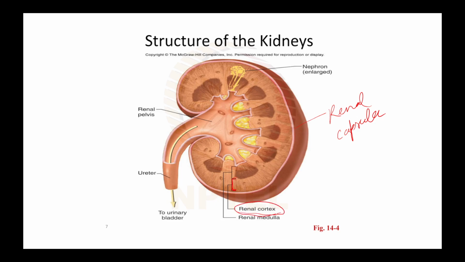The outer portion, when you see it from the outside, is the renal cortex. In between, these slightly dark structures are referred to as the renal medulla. These are pyramid-shaped structures, also called renal pyramids. The base of the pyramid faces the cortex, and the apex of the pyramid faces inward, toward the space called the renal pelvis.